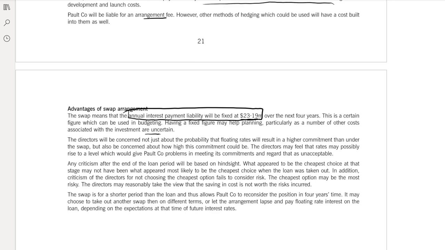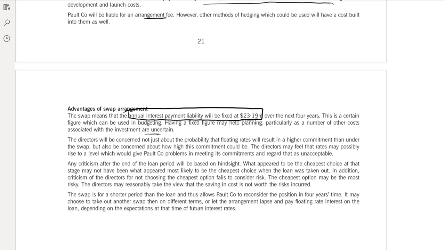Any criticism after the end of the loan period will be based on hindsight. What appeared to be the cheapest choice at that stage may not have been what appeared most likely to be the cheapest choice when the loan was taken out. Obviously, when we are taking a loan, we don't know what would be the cheapest choice. So here in this case, if swap is available, let's take out the swap. Maybe after 4 years it will be beneficial for the company, but at least you have locked your position for 4 years. In addition, criticism of the director for not choosing the cheapest option fails to consider risk.